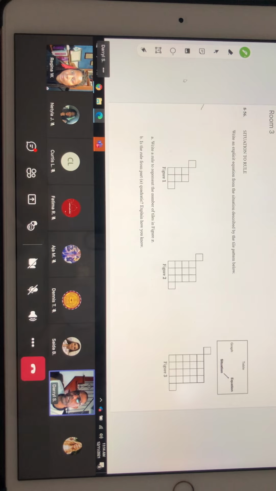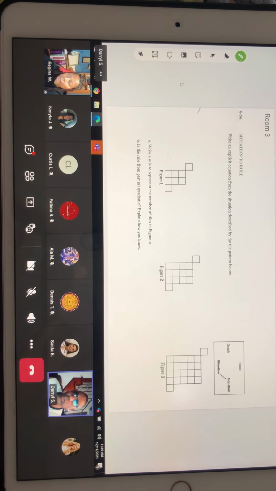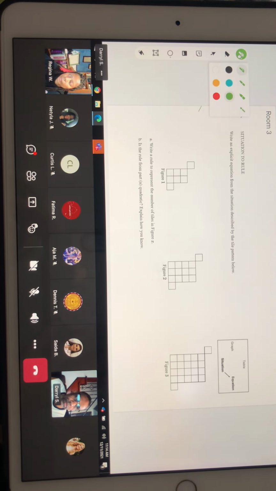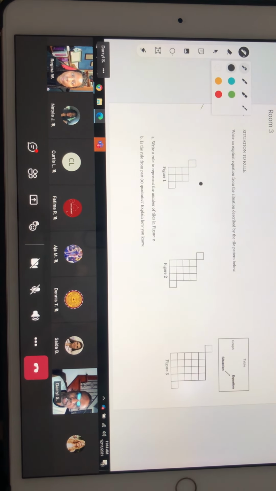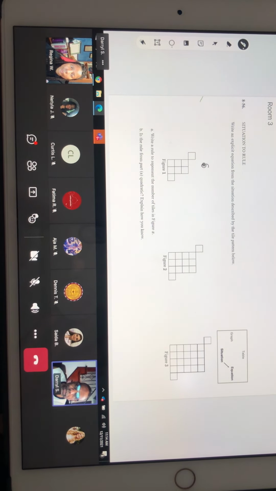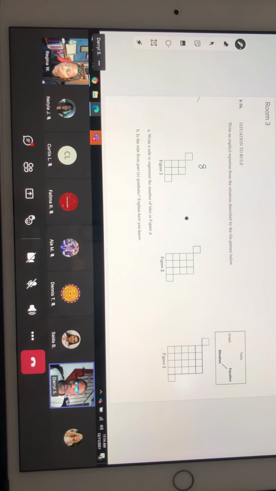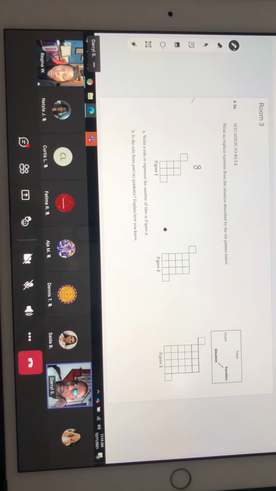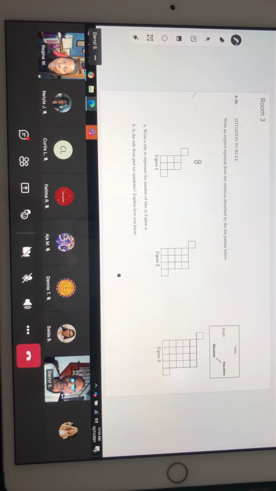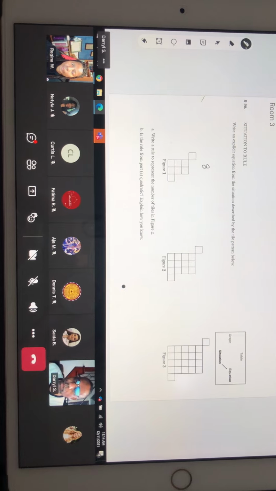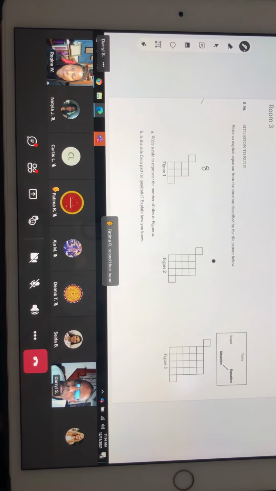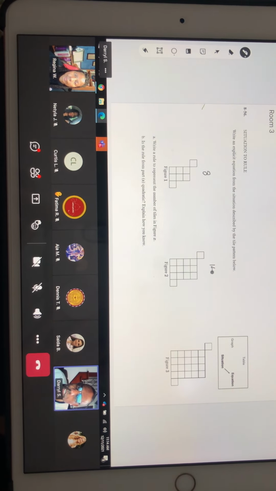Fatima, how many tiles are in figure 1? 8. Yeah, there's 8 tiles in figure 1. So I'm just gonna write a big 8 right here. And Curtis, what about figure 2? How many tiles are in figure 2? 14. All right, so I'm gonna write a big 14 here.